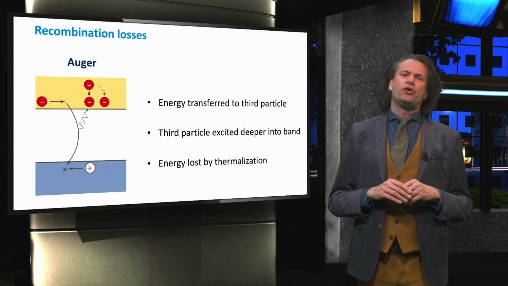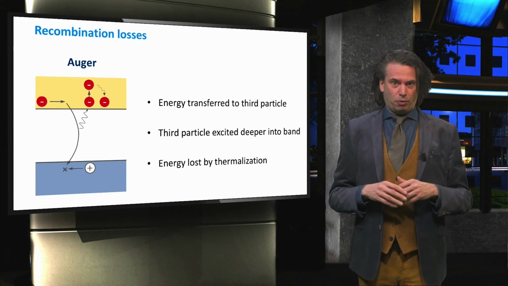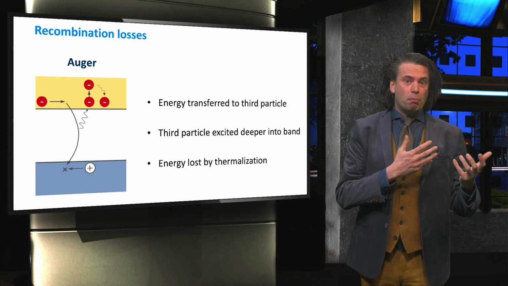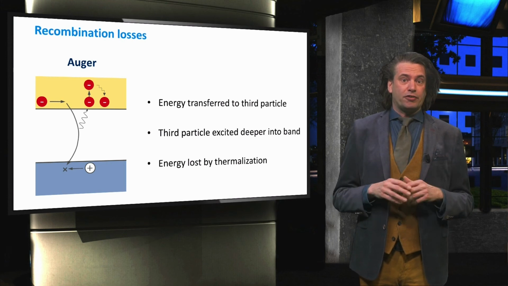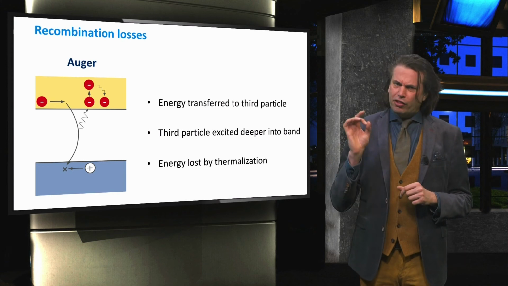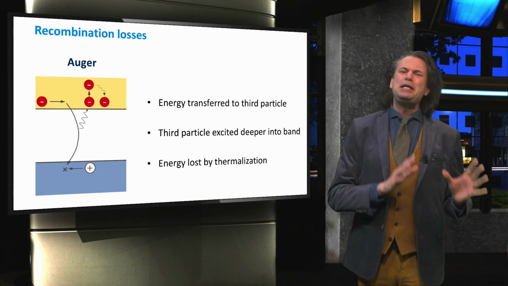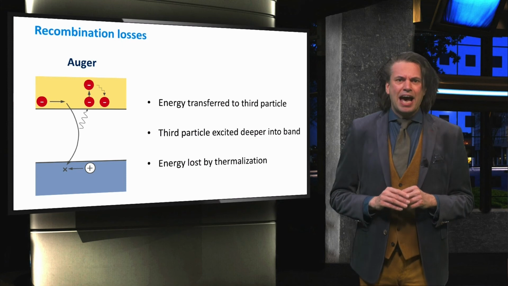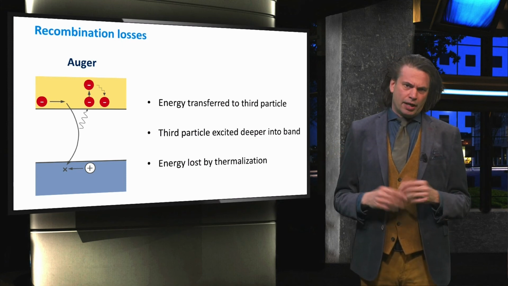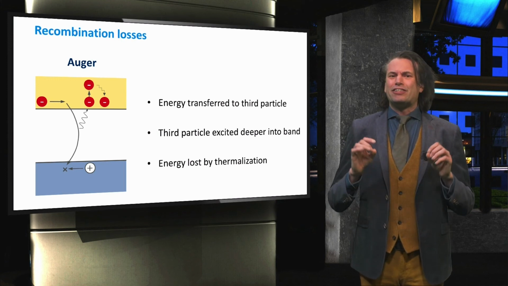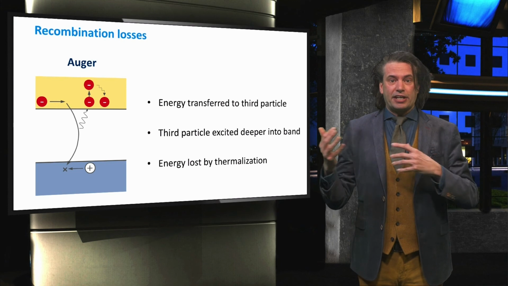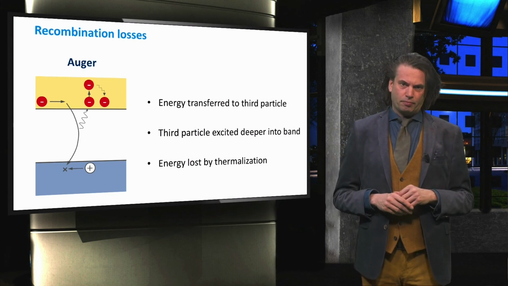Auger recombination, on the other hand, is a three-particle process. The momentum and energy of the recombining hole and electron are transferred to another electron or another hole. This third particle is excited deeper into the respective band and relaxes again by a process called thermalization. In this thermalization process, this free electron in essence loses some of its energy in interactions with the lattice.